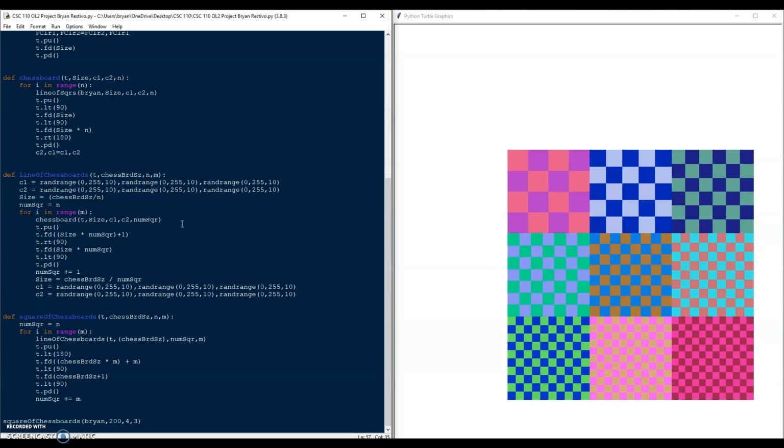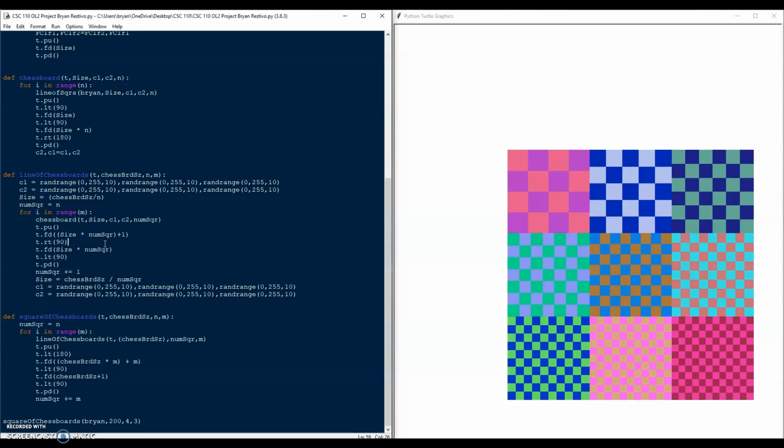So after it draws a chessboard, it picks the pen up and then it moves forward the size of one of the sides of the chessboard again, which is the size of the square times the number of squares. And then I added one because when I was running it, it did not look quite even, and that was bothering me. So I added one here, and it seemed to look a lot better. So I'm going with that.